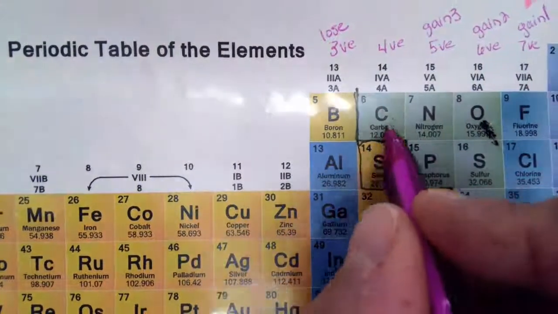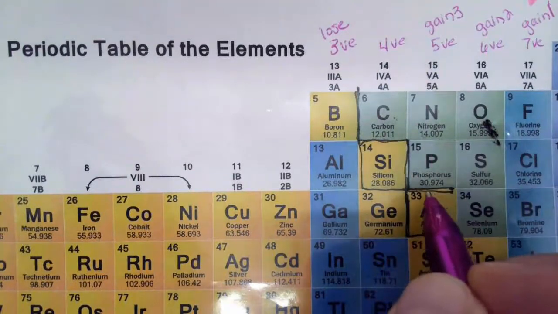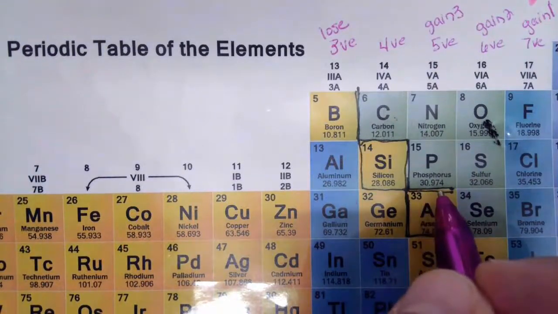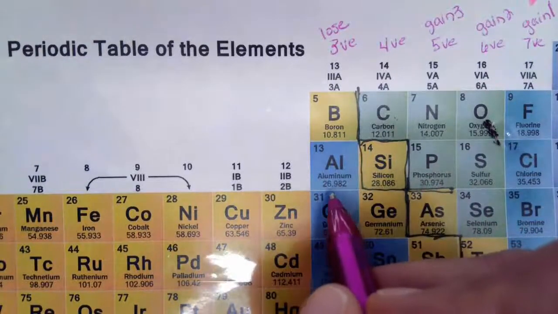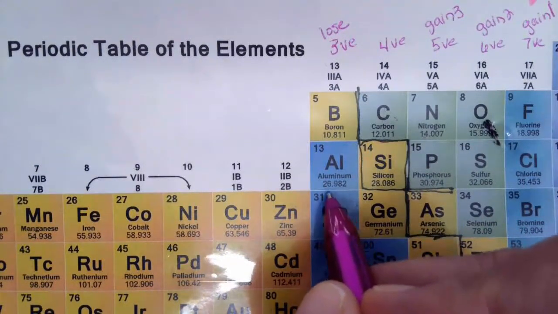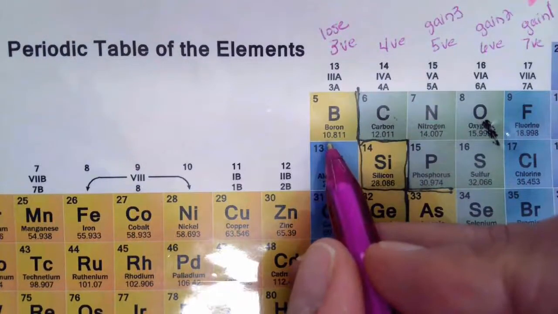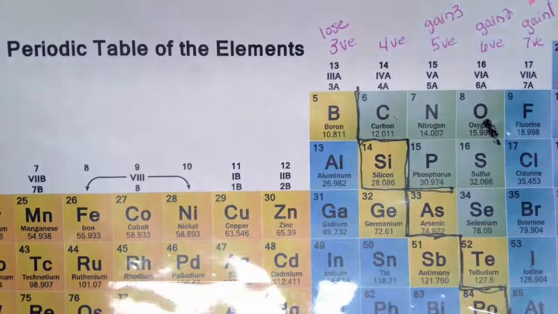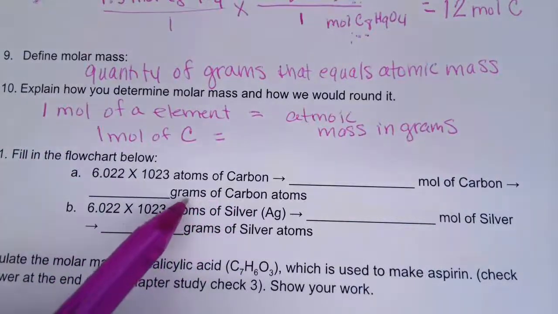So you're going to look at the atomic mass of each element. Nitrogen is 14.00. Phosphorus is 30.97. So 1 mole of phosphorus has 30.97 grams. 1 mole of aluminum has 26.98 grams. 1 mole of boron has 10.81 grams. So we can use this information now, again, to do conversions.